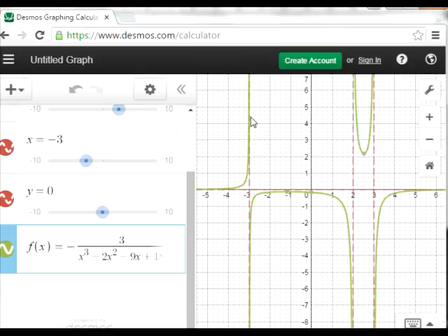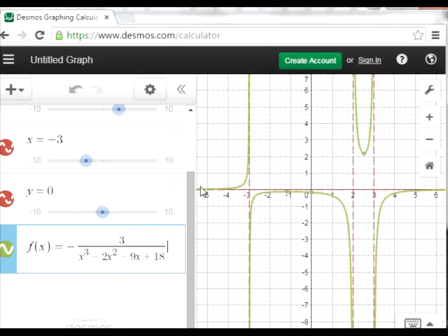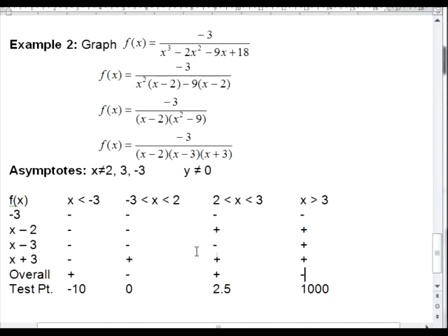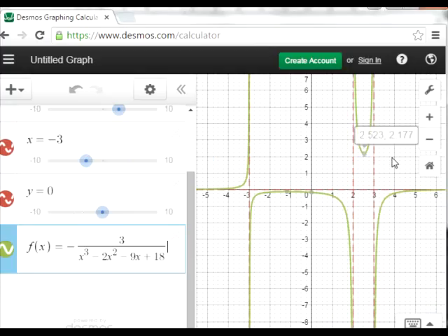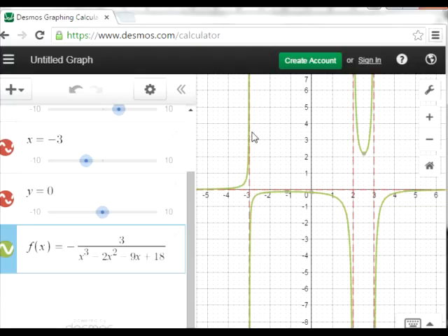If you take a look now, going back to our chart, less than negative 3 is supposed to be positive, which it is. Between negative 3 and 2 is supposed to be negative, which it is. Between 2 and 3 is positive, which it is. And greater than 3 is going to be negative, which it is. So it fits nicely into our graph.